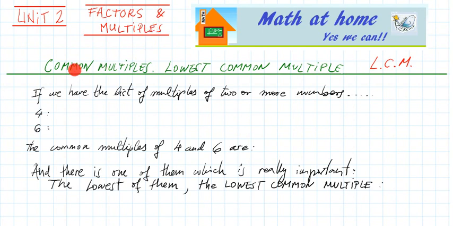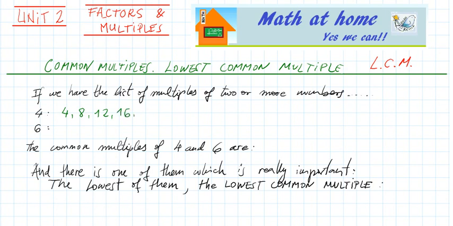And what are common multiples? Imagine that we have the list of multiples of two or more numbers. For example, let's start with these two examples, 4 and 6. Let's write here the list of multiples of 4. One of the multiples is 4, the other one is 8, 12. So all the numbers of the timetable of number 4.